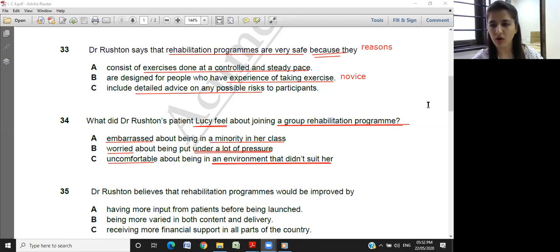Okay, so I can see all of you going with A here for the first question, except Pankti, but yeah, A is the correct answer: controlled and steady pace. I would show you the transcript to help you understand this.